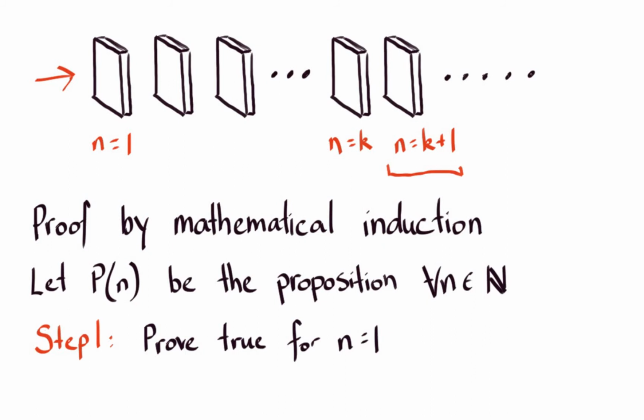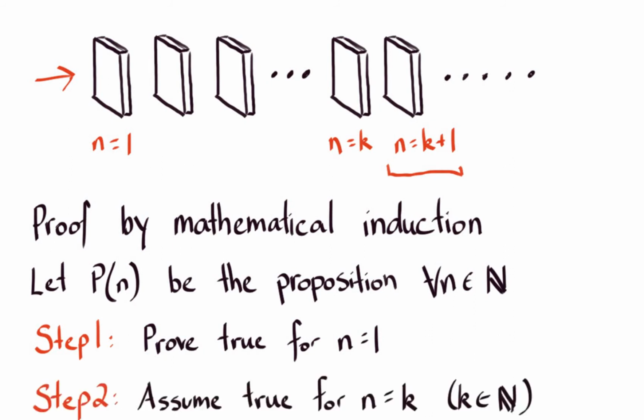Step 1 is to prove true for n=1. So this is our first domino. If we can prove that the first domino falls, then we're on our way. Now, must note that sometimes it's not actually n=1, it's just the first natural number that applies to a specific question, but generally speaking, it is. Step 2, assume true for n=k. So this is that generalized domino, the kth domino. And because n has to be a natural number, then k also belongs to the set of natural numbers.